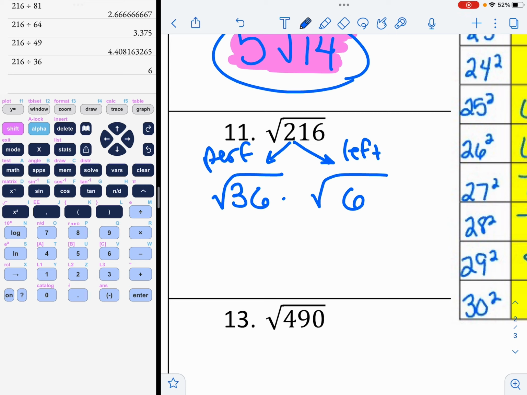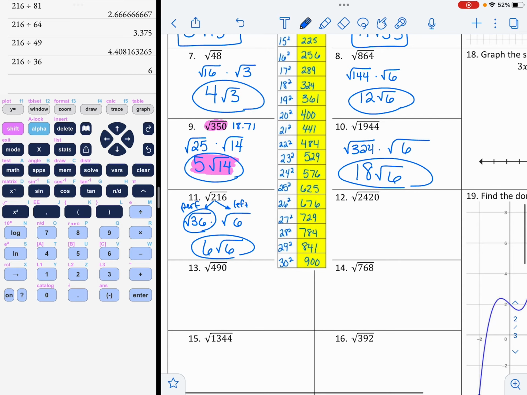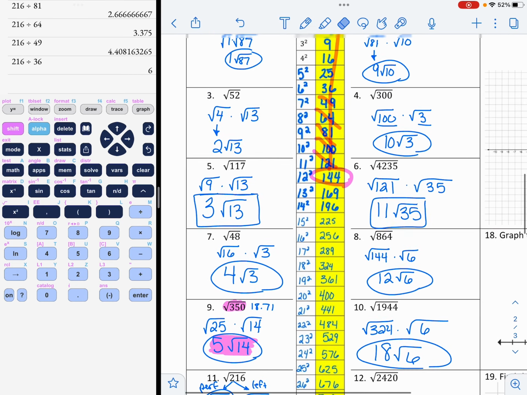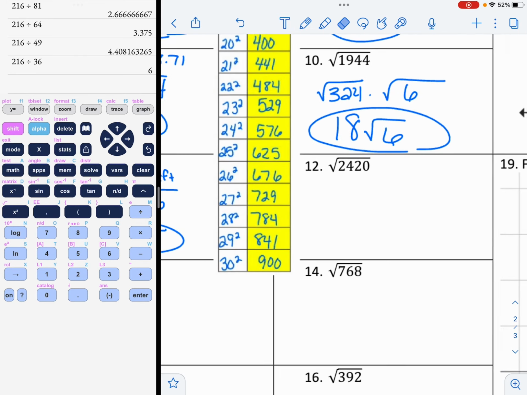All right, what's the square root of 36? 6. Okay, so this item becomes a 6 times the square root of 6. Yeah, okay, good. You got the lesson. So if you were able to do that as well as my husband, you could probably check out at this moment. No, don't, because we have to do the algebra one. Oh, yeah. That was intense.